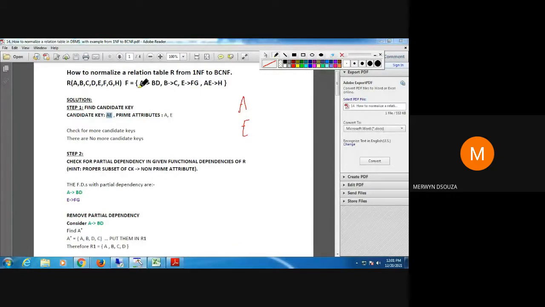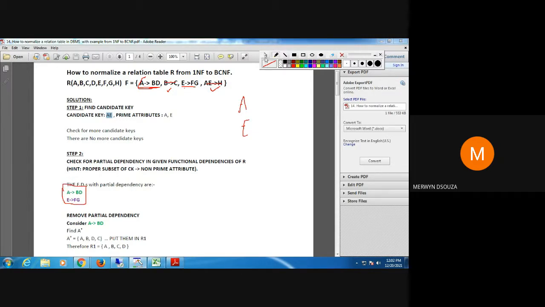When you check, you will find that this one is a partial dependency. Here there is no proper subset, so this is okay. Sorry, here there is a proper subset E, so this is not fine; it is violating, there is a partial dependency. Here there is no proper subset, so this is fine. So these two functional dependencies have partial dependencies, and we write them down here.